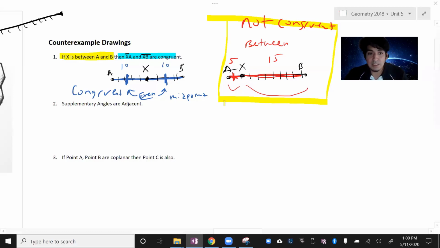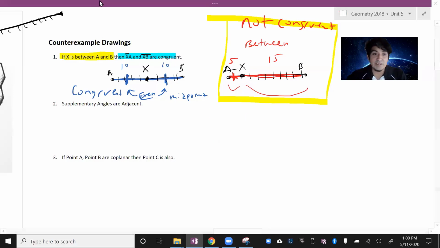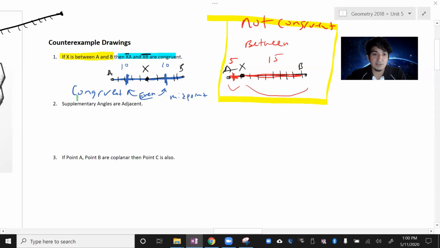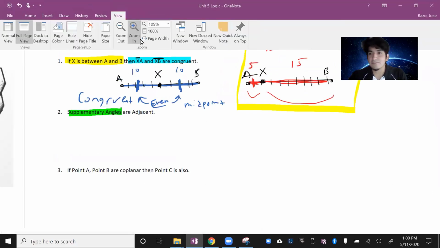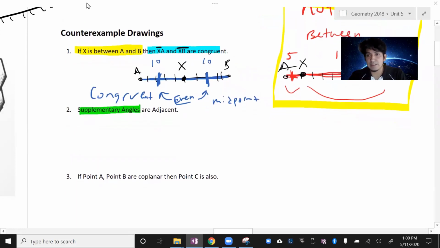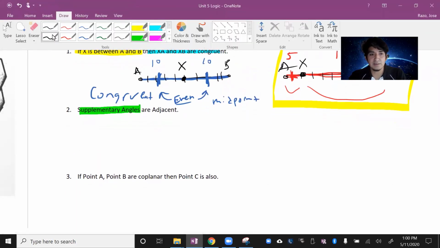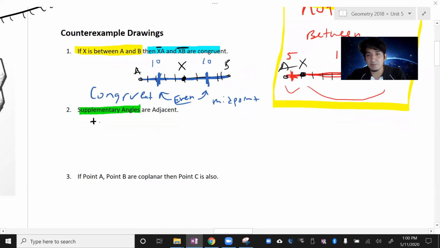Okay, so next one: supplementary angles are adjacent. The keyword is supplementary angles. In order for angles to be supplementary, they have to add up to what number? 180 degrees. So if I have two supplementary angles, I'm going to make one up. Let's say I make this one.